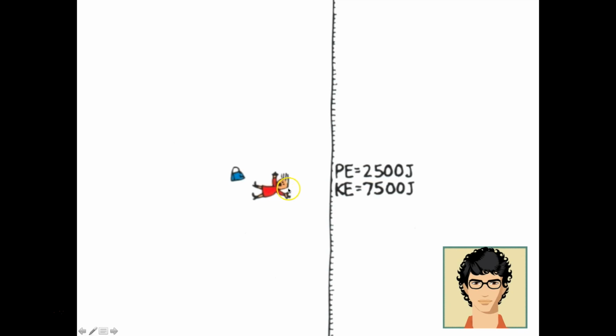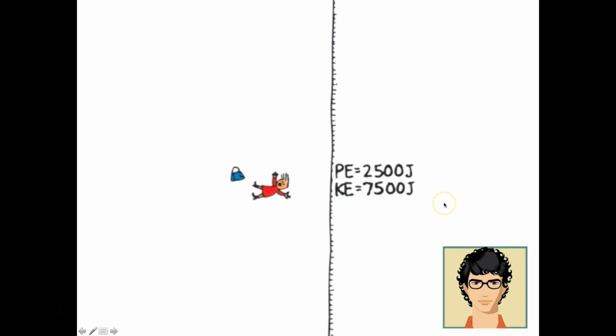She's screaming. Her hair is going up. Her purse is further away, but still at the same height. Okay, potential energy is now 2,500 joules. She has mostly kinetic energy over here. And I think, what's next? I think it's going to be 0 potential energy when she hits the ground, no height, and kinetic energy will be at 10,000 joules.